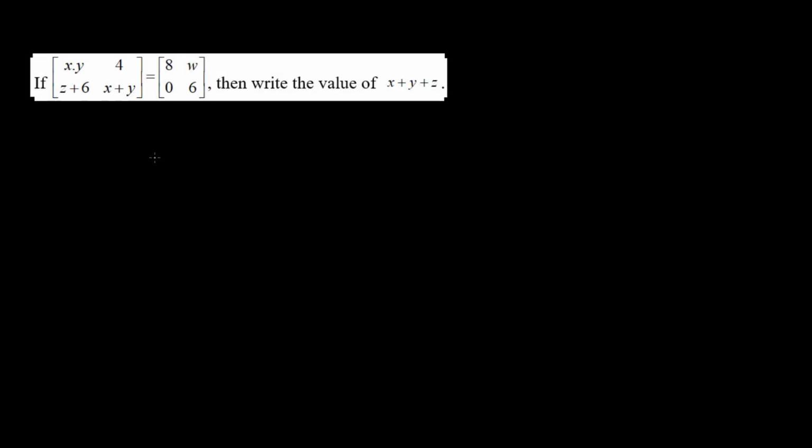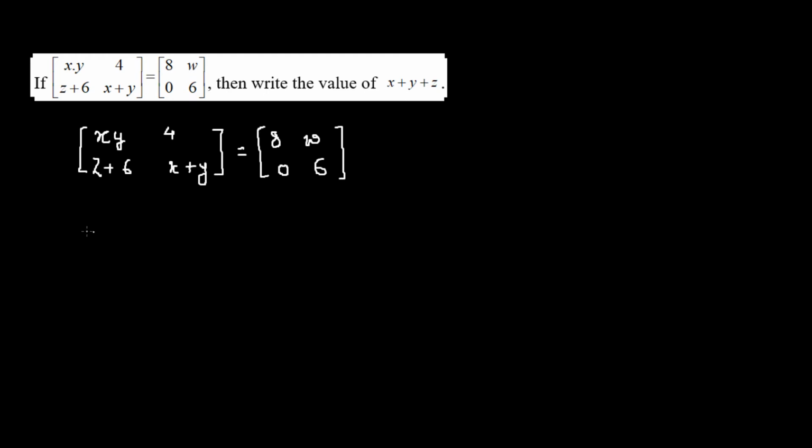So here again it's an equal matrix. Now we have to find out the value of x plus y plus z. So let's rewrite the matrix equation. So we have x times y, 4, z plus 6, and x plus y. So this is equal to the matrix 8, w, 0, 6.